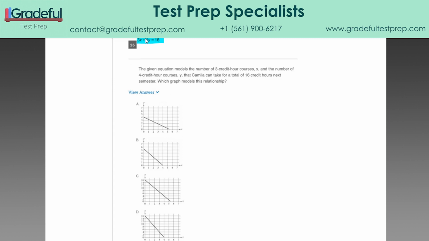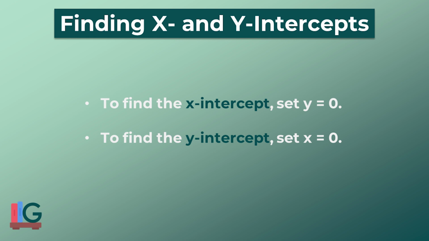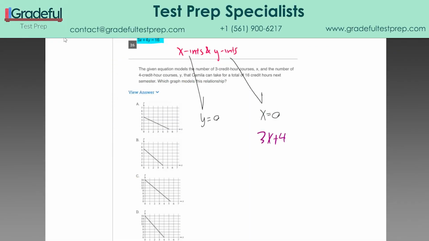Question number 26 is asking us which of these graphs matches 3x plus 4y equals 16. And the way to make sense of this is x-intercepts and y-intercepts, because we know that for the x-intercept, that means that y is 0. For the y-intercept, that means that x is 0. So in our given equation, 3x plus 4y equals 16, when we want the y-intercept, which means that x is 0, that's going to give us 0 plus 4y equals 16. 4y is 16 divided by 4, and y is 4.